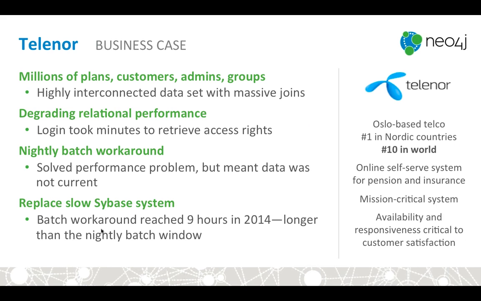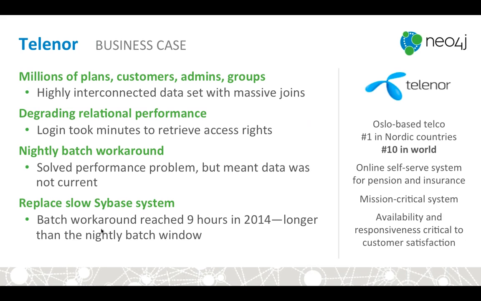If they had kept the status quo, they literally were not going to be able to let their company grow anymore. So of course, that's not something they could have let happen. Now, what they were dealing with was, of course, they have millions of plans and customers and different groups. All of this is highly connected data with massive joins. This was degrading the performance. It was taking many, many minutes for users to receive their access rates.